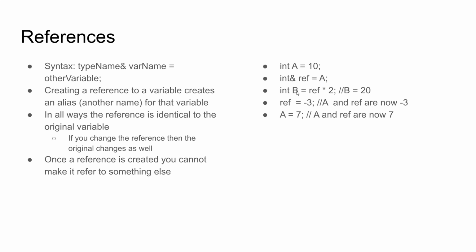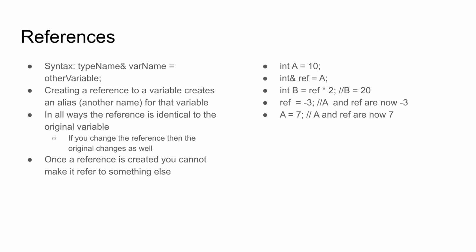So if I make integer b equals ref times 2, well, ref is the exact same thing as a, which has the value 10, so b is equal to 20. If I say ref equals -3, because a and ref are the exact same thing, a is also now -3. If I say a equals 7, again, since a and ref are the exact same thing, there's no difference. Ref is just another name for a, and a and ref are now both 7.